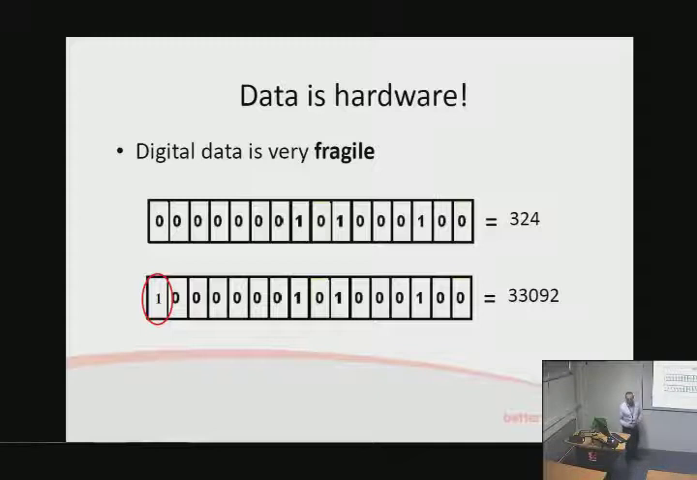So a good way to think about it is digital systems and the data stored in them, the information is very fragile. In other words, it's quite brittle. It doesn't break very easily, but when it breaks, it tends to break very catastrophically. So that's one of the key differences between analog and digital systems.